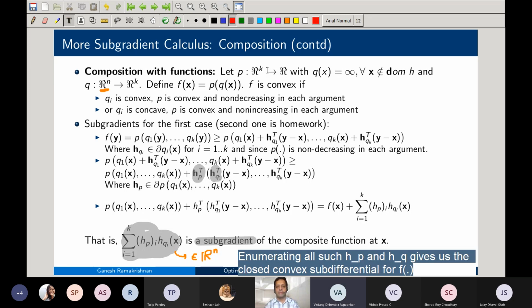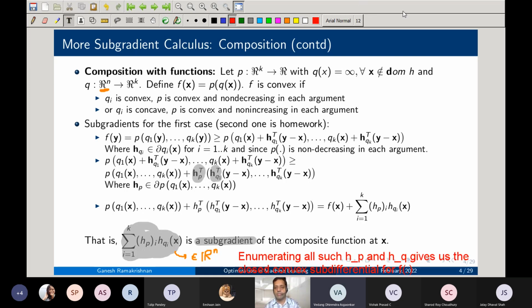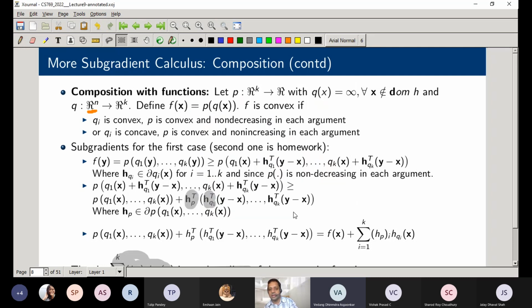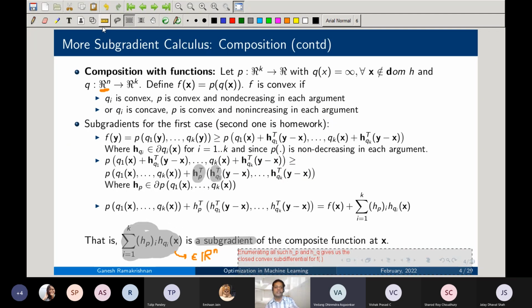Yeah, this would prove that this closed convex set is a subset of the set of all possible subgradients. But how can we prove that every subgradient is expressible in this format? We haven't proved it the other way around, right? Yes, good point. This is just giving you one way of deriving the subgradient. You're very right. There could be multiple other subgradients. This set need not be the complete set of subgradients. We haven't proved that yet. But nevertheless, this gives us a closed convex subdifferential, or a subset of the subdifferential.